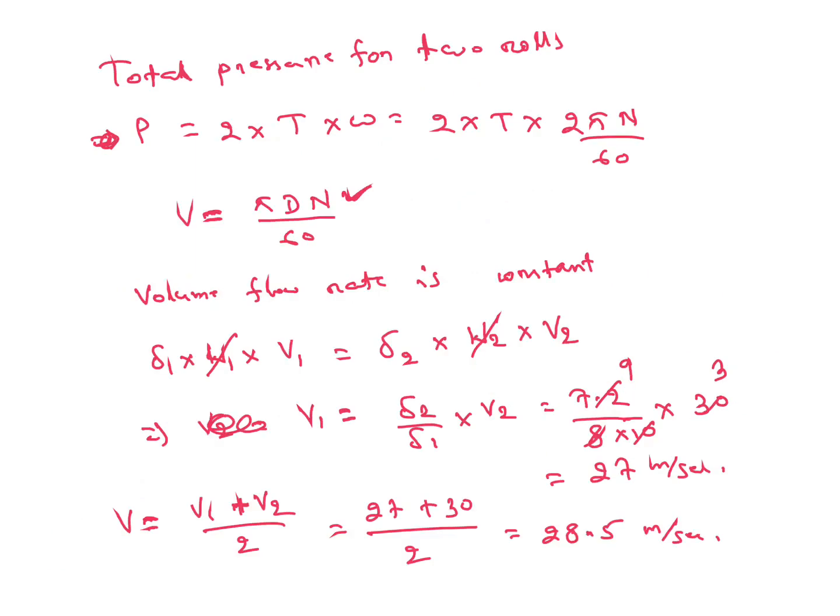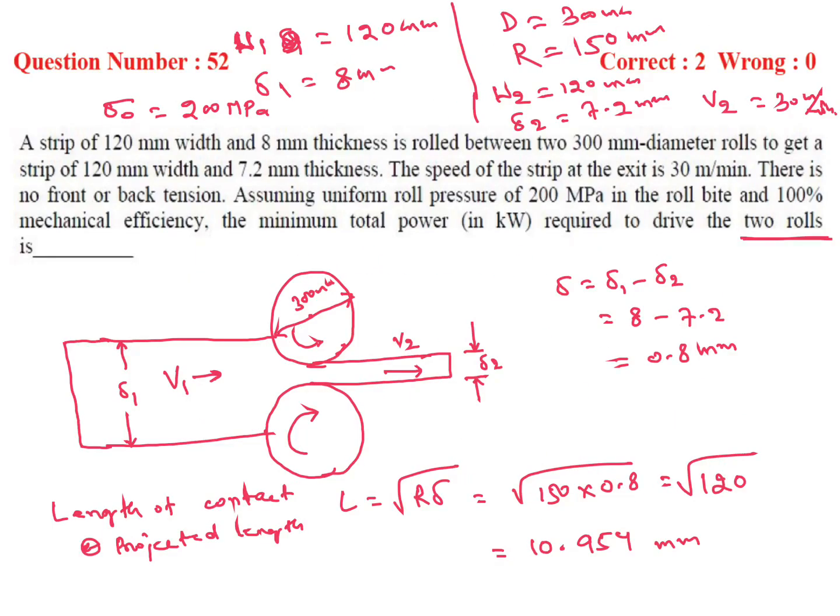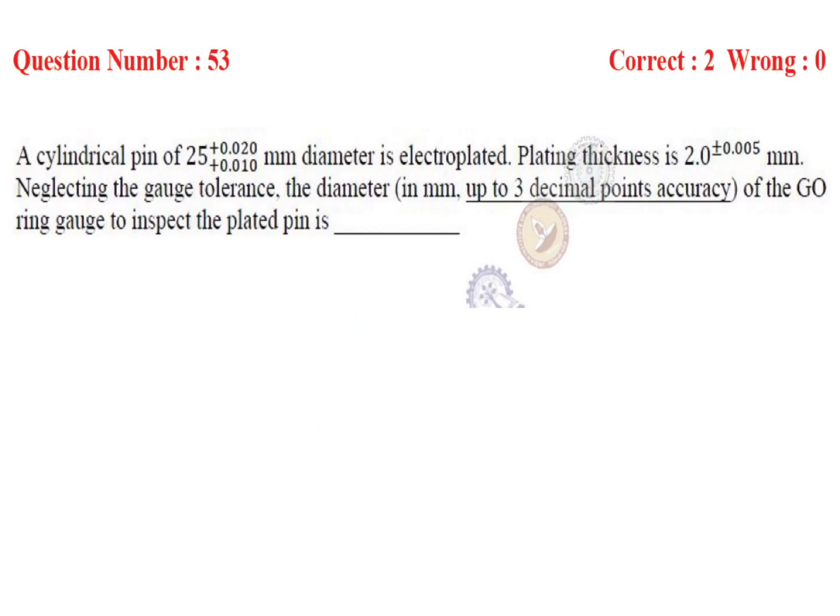So we have to just enter the value in kilowatt, 9.11. Next question: a cylindrical pin of 25 plus 0.020 plus 0.010 is the pin dimension given. The pin is electroplated, and the plating thickness is also given, 2 plus or minus 0.005 mm. Neglecting gauge tolerance, find the diameter in mm up to 3 decimal point accuracy.